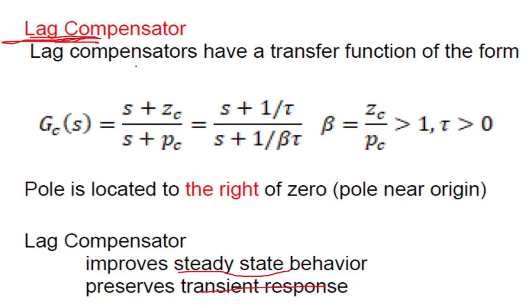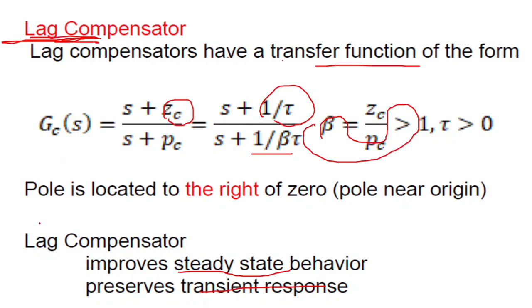The lag compensator has the transfer function Gc(s) = (s + Zc) / (s + Pc). Here the zero can be represented as 1/tau, and the pole is represented as 1/(beta tau). Here the beta value is always greater than 1. Here the pole is located to the right of the zero, that is, the pole is near the origin. It is the only difference between the lag compensator and the lead compensator. So these are all about the lag compensators.